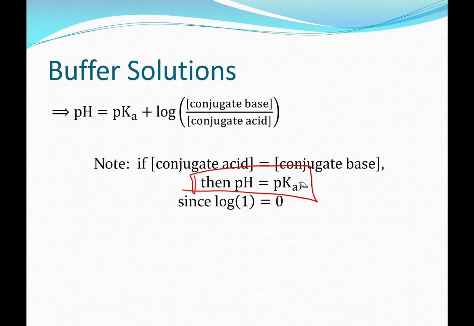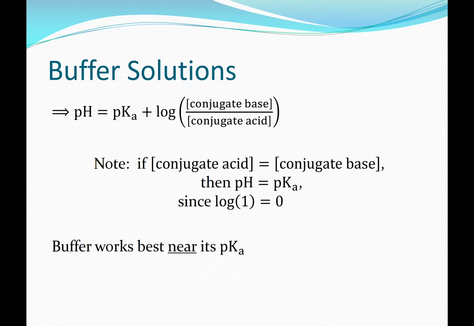What that ends up meaning is buffers are basically the most robust. They're the most useful when you're right around the pH that is equal to the pKa. And the reason that that's the most robust is because it means they have equal amounts of the conjugate base and the conjugate acid. And so it's going to be the hardest buffer to break because you have quite a bit of both the acid form and the base form.